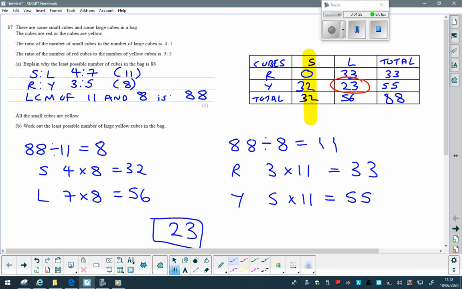And you can't see it, but that's 3 marks. And the first part, the LCM part, was 1 mark. So 23 would score you 3 marks for a possible total of 4.